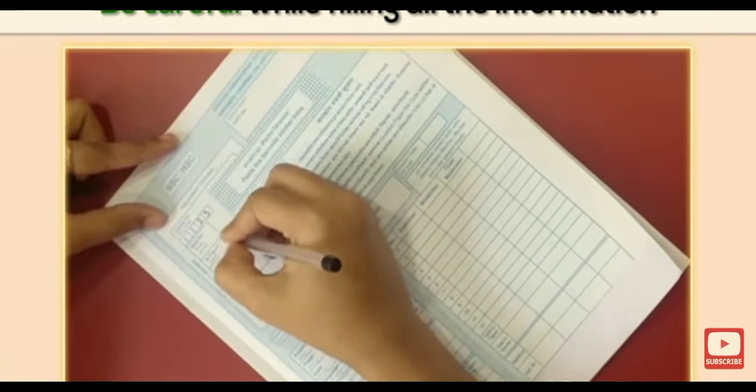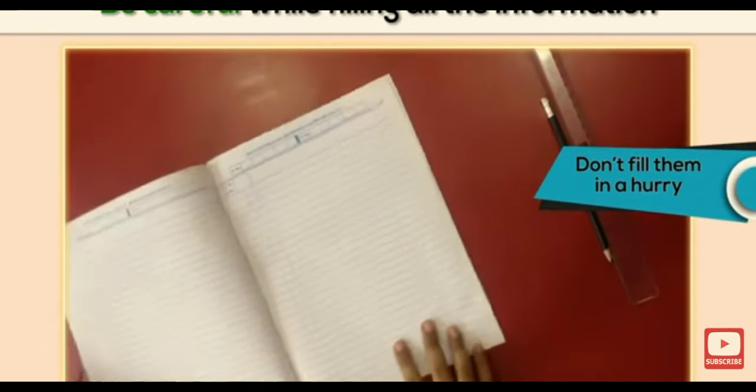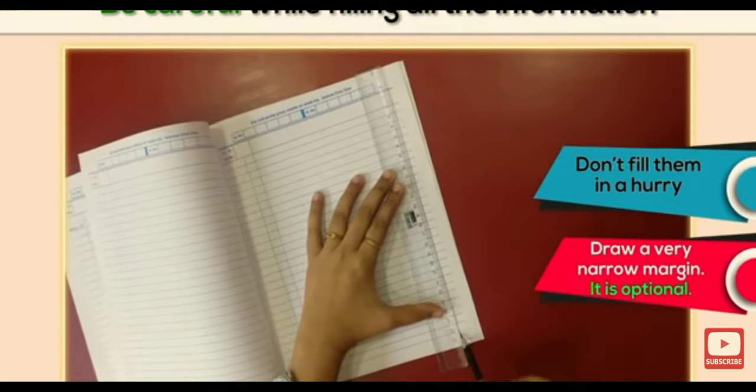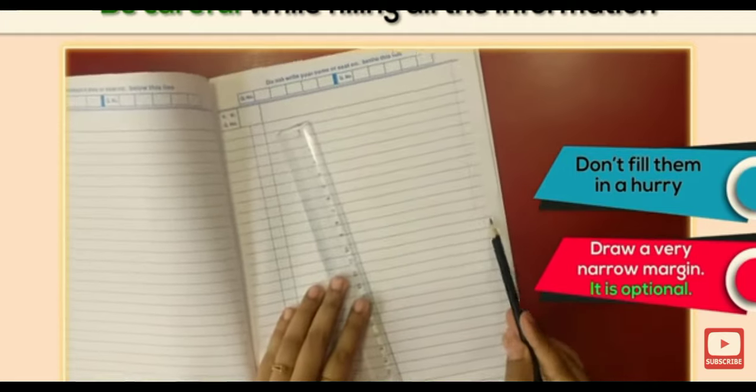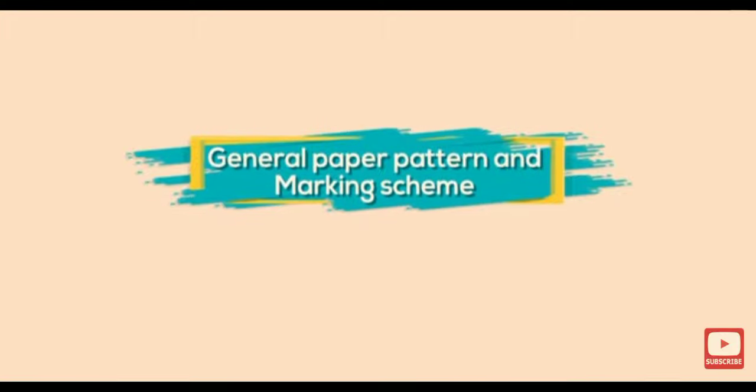Please be careful while filling all the information on the first page. Don't fill them in a hurry. Check the answer booklet and prefer drawing a very narrow margin in the right corner. It is optional though. Now, without wasting any further time, let's quickly see the general paper pattern and marking scheme.